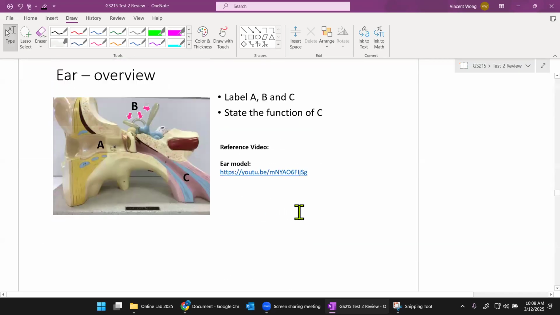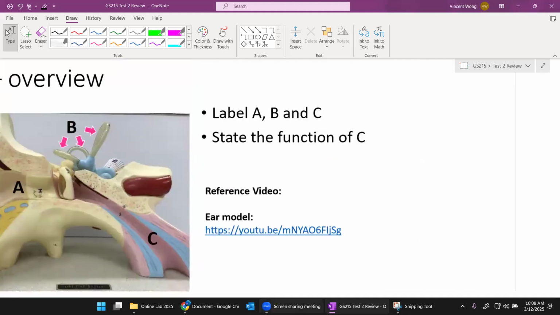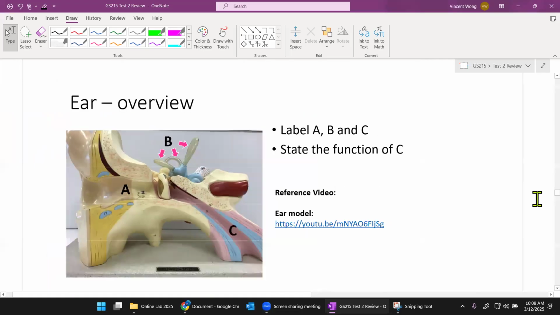Okay, enough of the brain. Let's move on. Okay, over here, we have an ear, and A is the auditory canal. Sound comes in like this. Auditory canal.